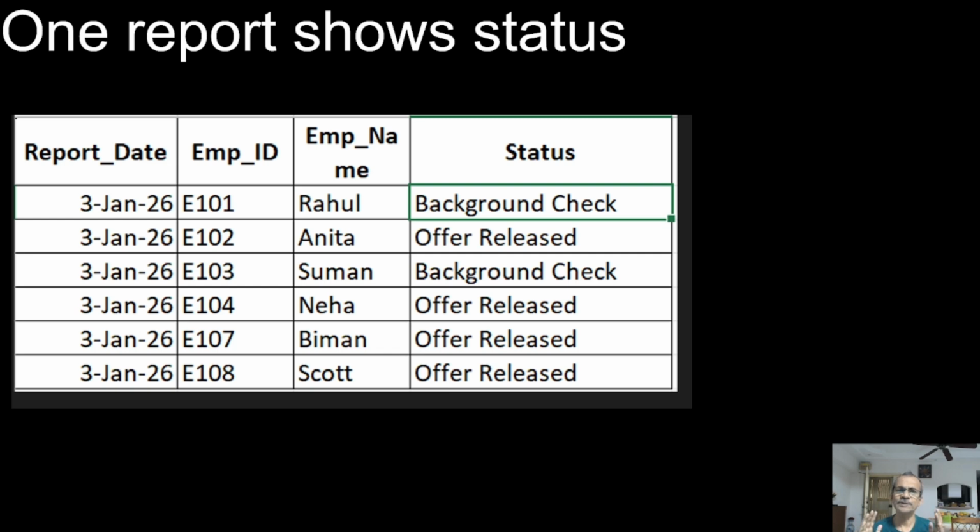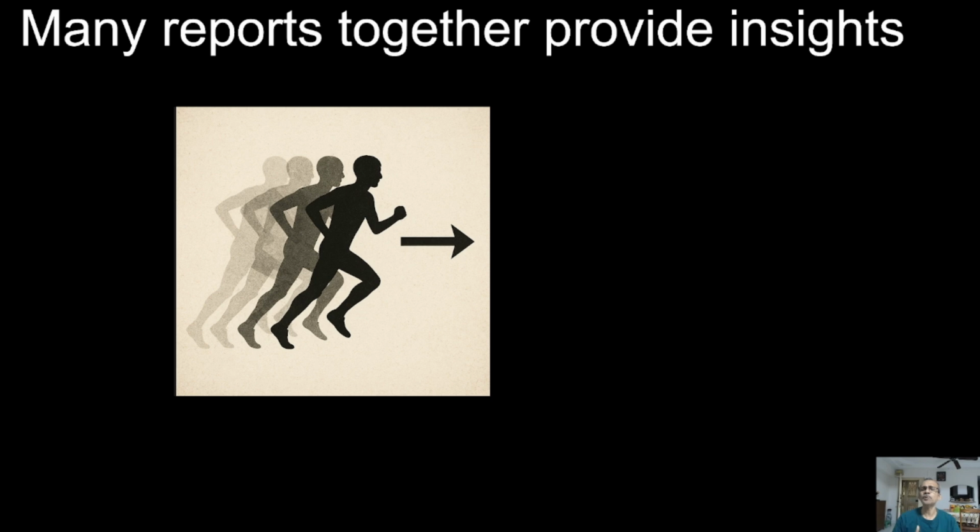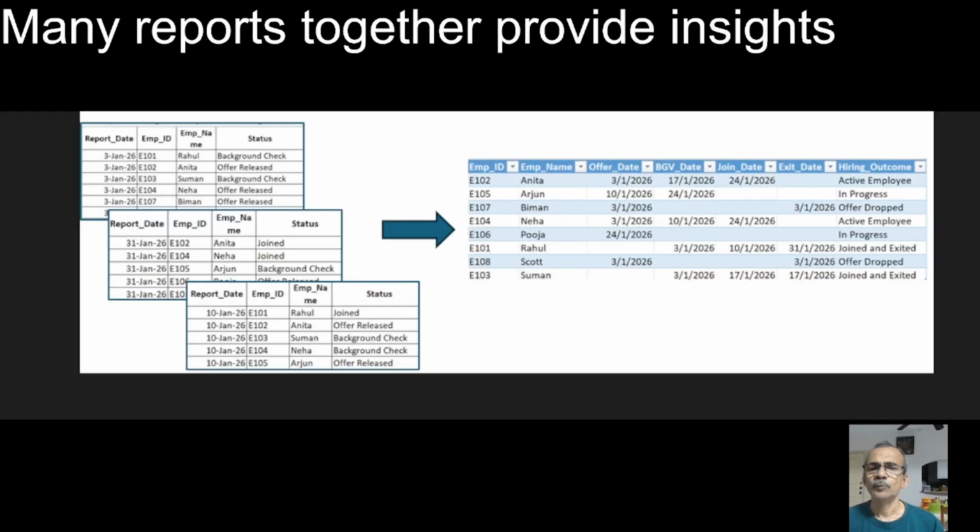A lot of times we receive reports in regular frequencies, daily, weekly, monthly, and those reports contain data status as of the reporting dates only. Each individual report is like a snapshot of a moving object. No single snapshot will tell you in which direction the object is moving or at what speed the object is moving. In order to know all those things, you have to combine the snapshots.